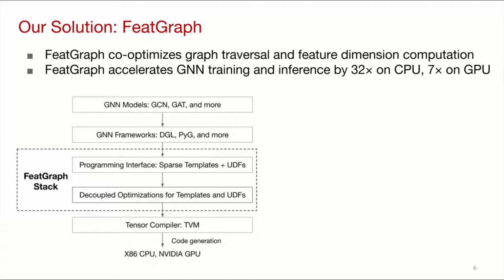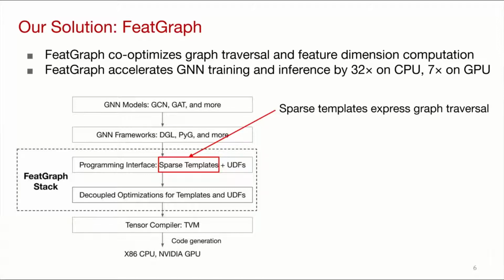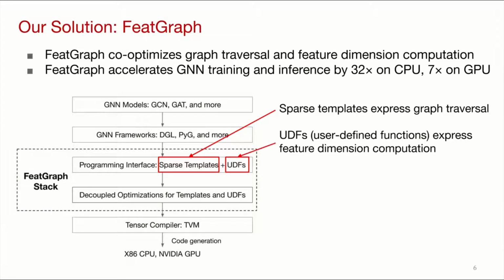It decomposes a kernel specification into two parts: sparse templates and UDFs, user-defined functions. The sparse templates express graph traversal, and the UDFs express feature dimension computation. This programming interface enables decoupled two-level optimizations.